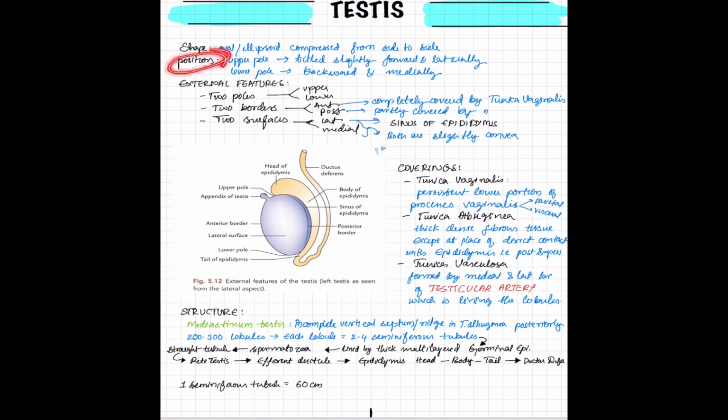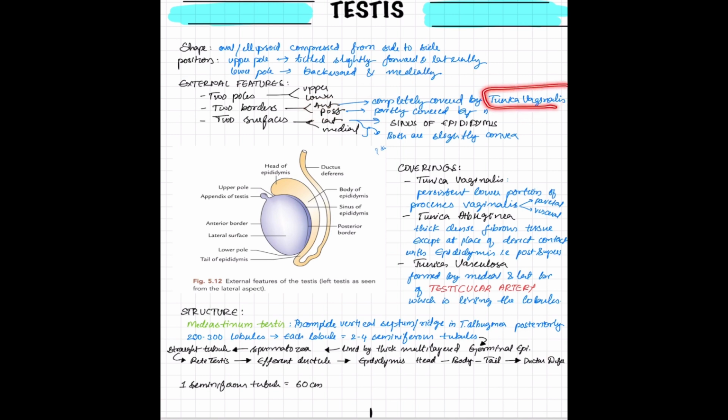Now let us go with the position. The upper pole is slightly forward and lateral, and the lower pole is backward and medial. But I don't think this has much importance; we just have to remember it. When we come to the anterior and posterior borders, their relation with the tunica vaginalis is very important.